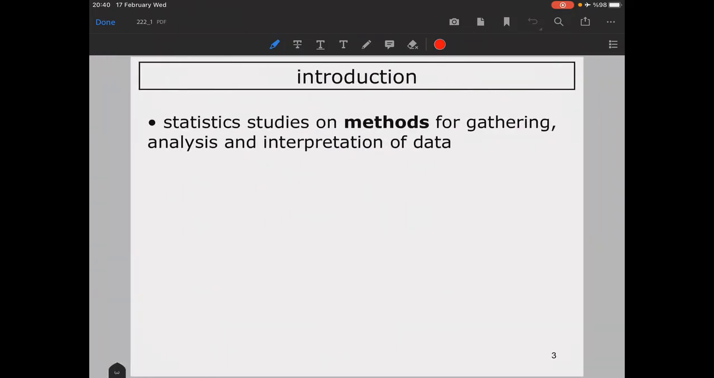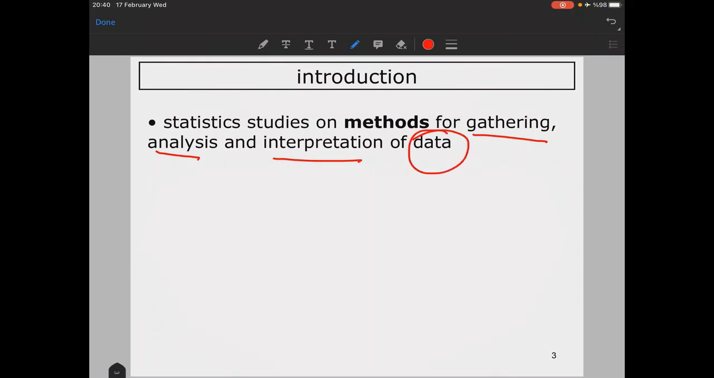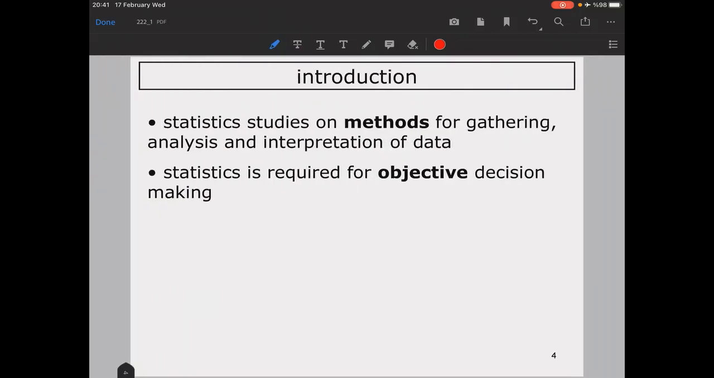So, statistics studies methods for gathering, analysis, and interpretation of data. All of them are very important. We gather data, then we analyze it, then we try to put some meaning on it. What is it for, or to answer the question, why is something happening, or how, whatever. And statistics is required for objective decision making as well. Otherwise, if you're not talking based on data, it means that you're making your claims in a subjective way. And statistics helps us to talk based on data.